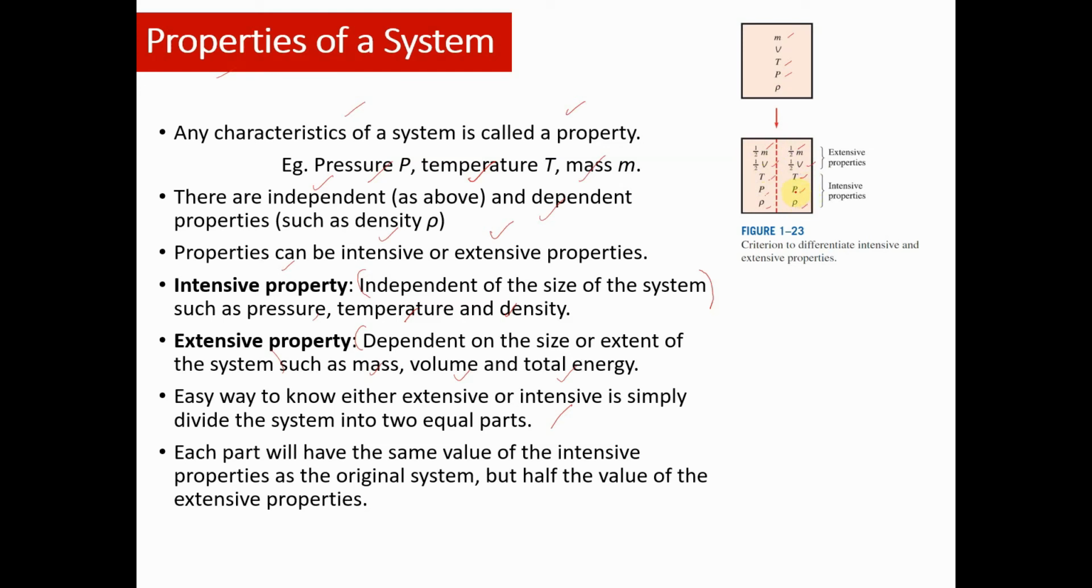That means the extensive properties such as mass and volume depend on the size of the system. If we divide the system into half, the mass will be affected and the volume will be affected, but the temperature, pressure, and density will not be affected by the size of the system. So that's a very easy way for us to differentiate between the extensive property and the intensive property.